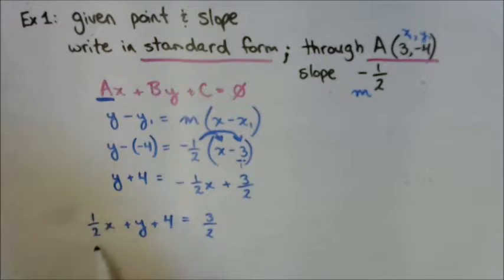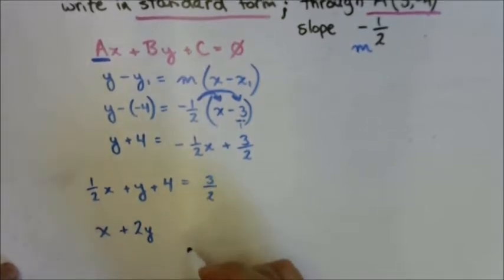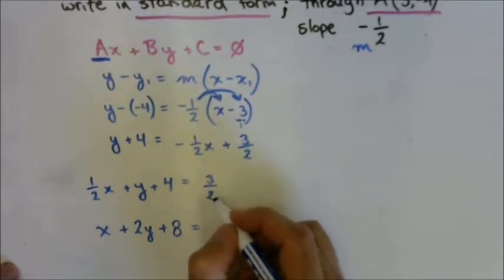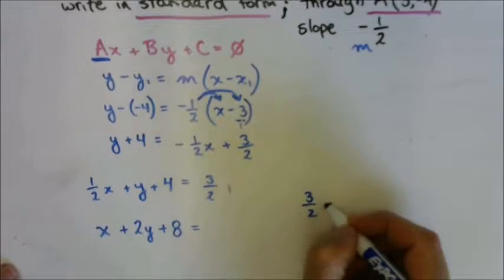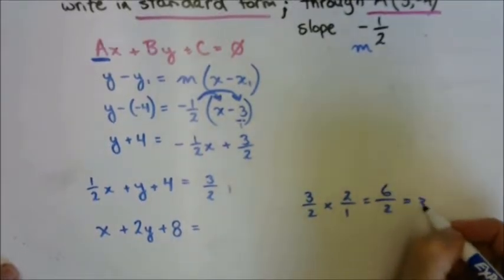And won't that get rid of this fraction and this fraction? Let's see what happens. Let's multiply each term by 2. 1/2 x times 2 is x. Y times 2 is 2y. 4 times 2 is 8. And 3/2 times 2, well, let's see what that would look like. 3 over 2 times 2 equals 6 over 2 equals 3.